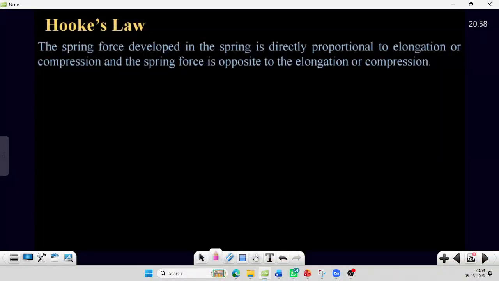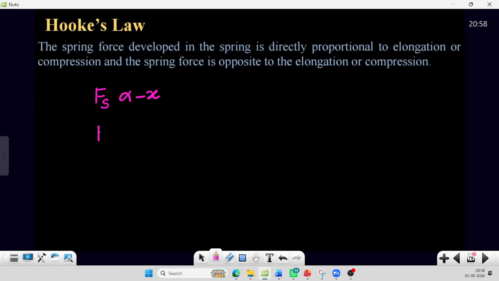Right, Hooke's law. What Hooke's law says is that the spring force developed is directly proportional to the elongation or compression. And that spring force is opposite to the elongation, opposite to the compression also. That's why we indicate it with a minus sign. Spring force is proportional to minus x. What does the minus indicate? Spring force is opposite to the elongation or compression.